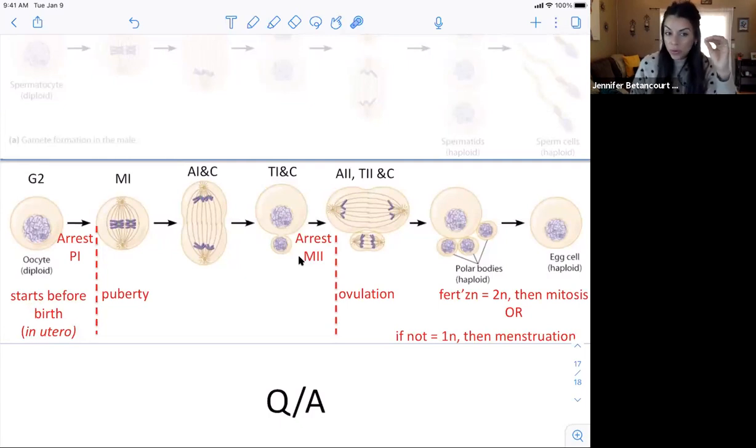It starts before birth. Then there are certain cues that force all of the oocytes. So oogonia make all of the oocytes that they're ever going to make. It's going to happen in utero.